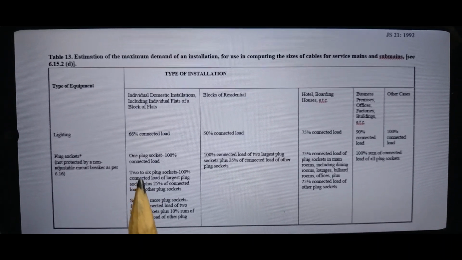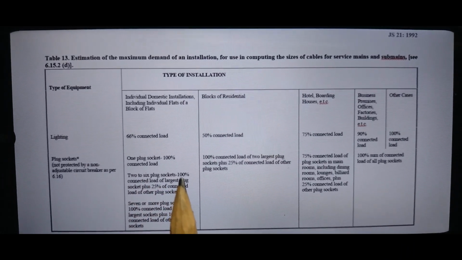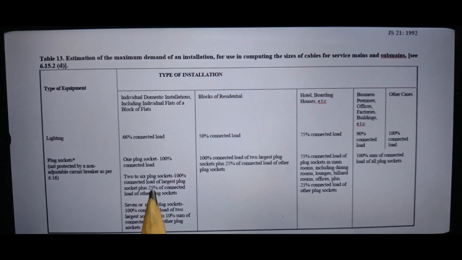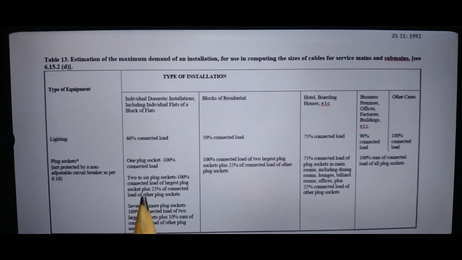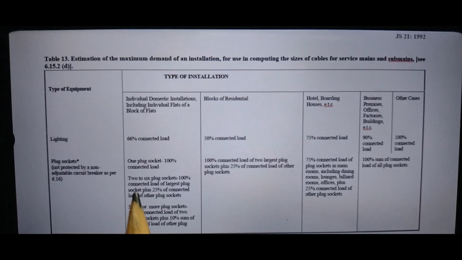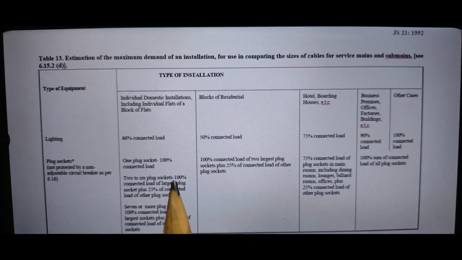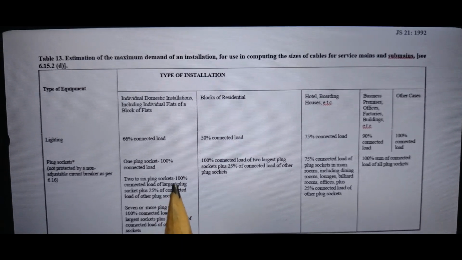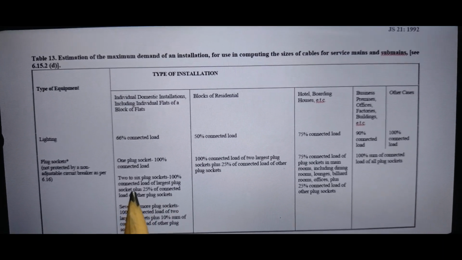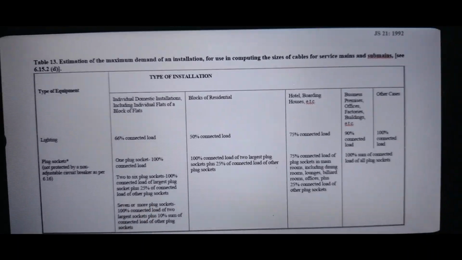Now when it says 2 to 6 plug sockets, when we have between 2 and 6 plug sockets, it is 100% of the connected load of the largest plug socket and 25% of the connected load of the others. So if you had between 2 and 6, we would take out 1 and say 100% of the connected load of the largest and 25% of the rest.